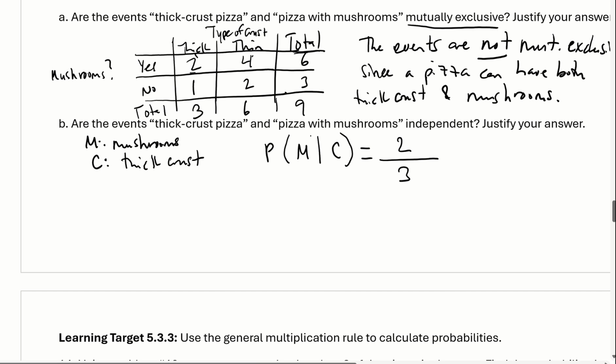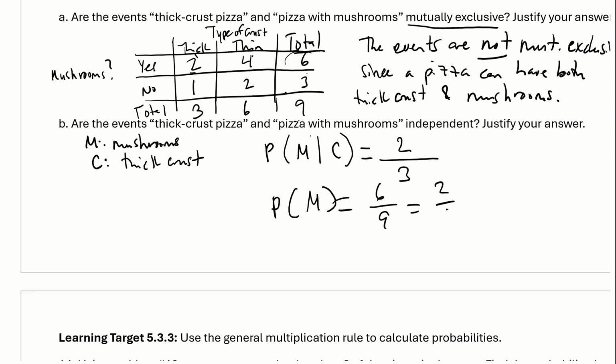Let's see. Now let's compare it to the mushrooms. What's the probability of mushroom? Well, there are 6 mushrooms out of 9, right? So 6 out of 9 pizzas, but that's the same thing as 2/3, right? So that means that these look to be independent, right? They're equal to each other.